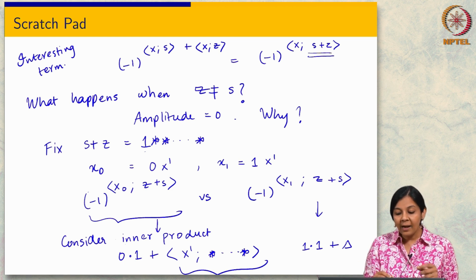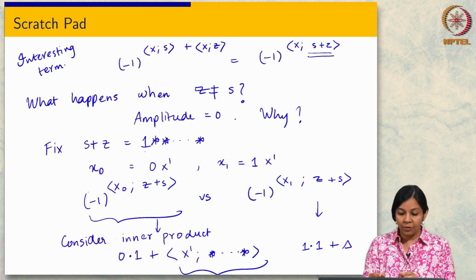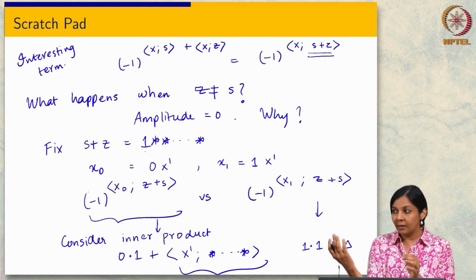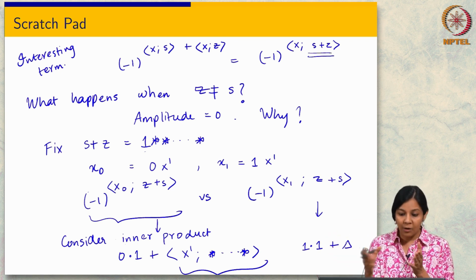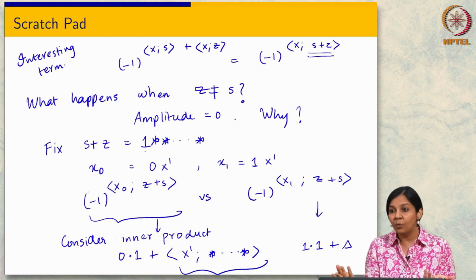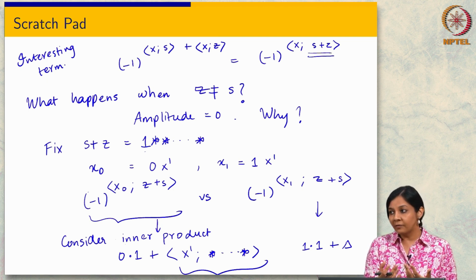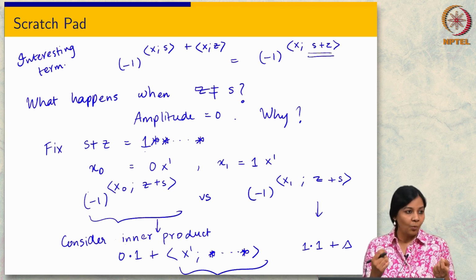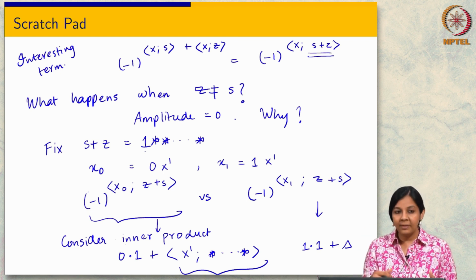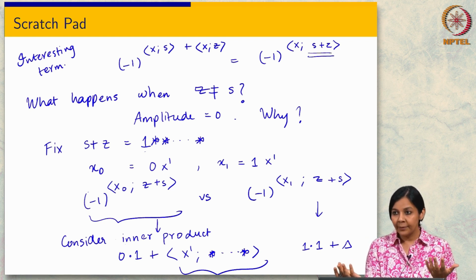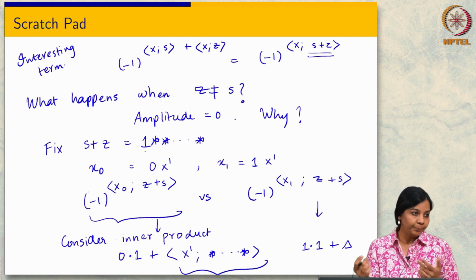So, I cannot claim that the first inner product is 0 and the second inner product is 1, because I do not know what these wildcards are. I do not even know what x prime is. But whatever it is, the other one is the opposite of that. And if one of them is 0 and one of them is 1, then that means that downstairs I get a plus 1 and a minus 1, which will cancel each other.